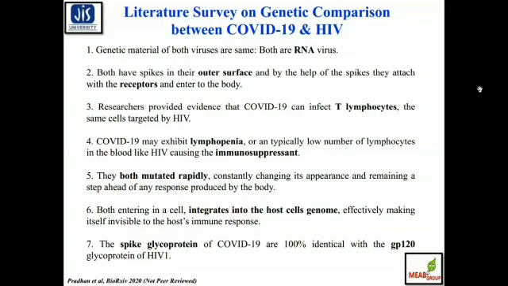COVID-19 may exhibit lymphopenia, or an atypically low number of lymphocytes in the blood, like HIV, causing immunosuppression. They both mutate very rapidly, constantly changing their appearance and remaining a step ahead of any response produced by the body. Both, on entering a cell, integrate into the host cell's genome, effectively making themselves invisible to the host's immune responses. The spike glycoprotein of COVID-19 is 100% identical with glycoprotein 120 of HIV-1.